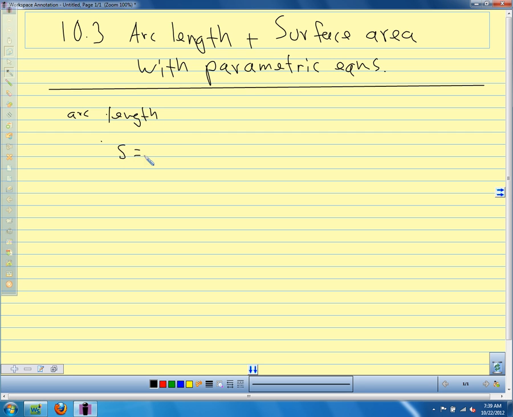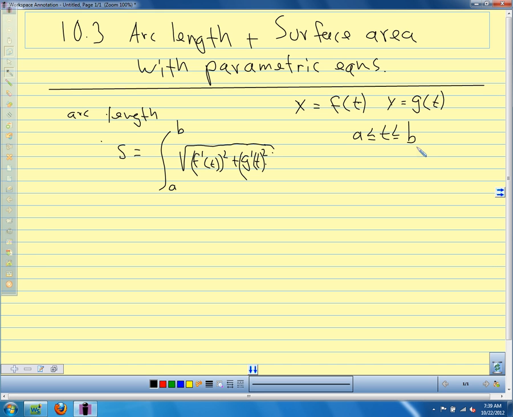We said S was the integral from a to b of the square root of f prime of t squared plus g prime of t squared, where x equals f of t and y equals g of t are parametric equations, and a is less than or equal to t, less than or equal to b. So this was the arc length from a to b of our curve.